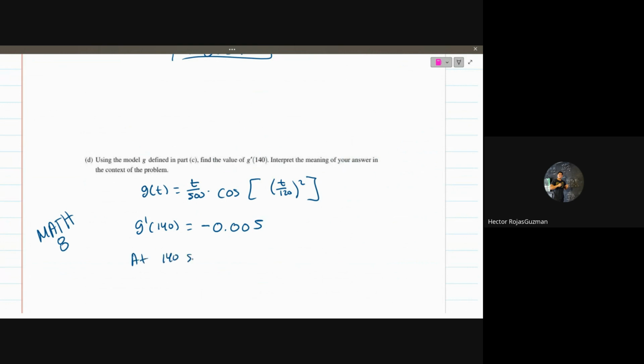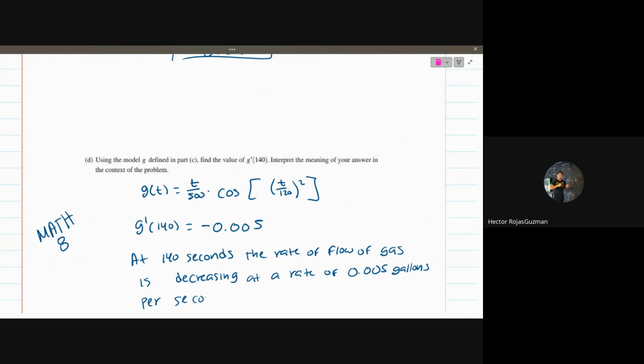At 140 seconds, the rate of flow of gasoline is decreasing at a rate of 0.005 gallons per second, or you can say per second squared. I'm just going to go ahead and spell it all out.